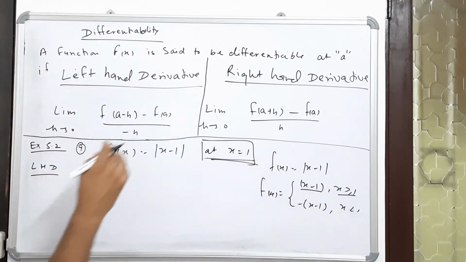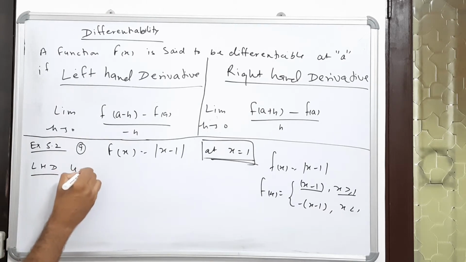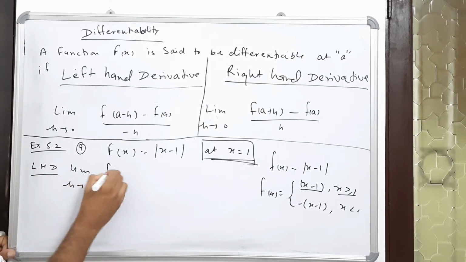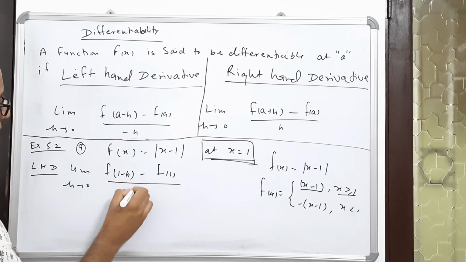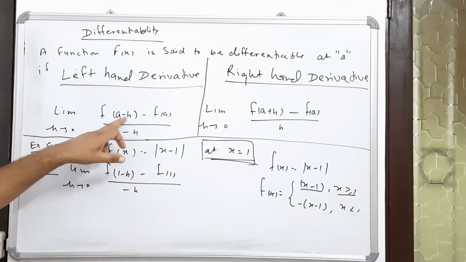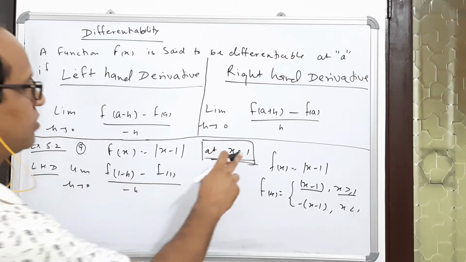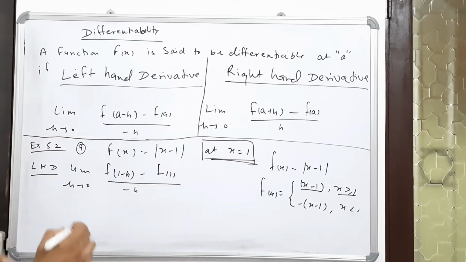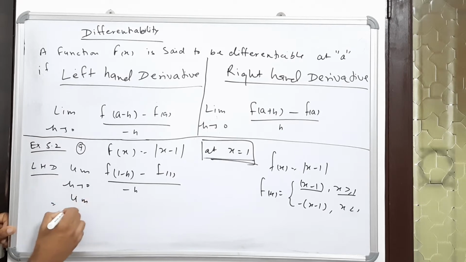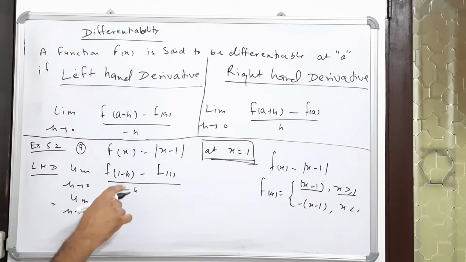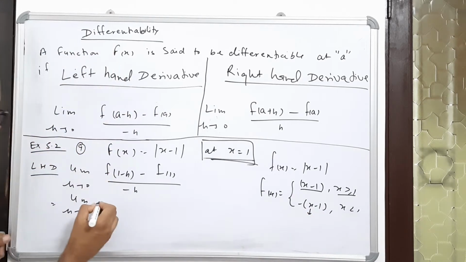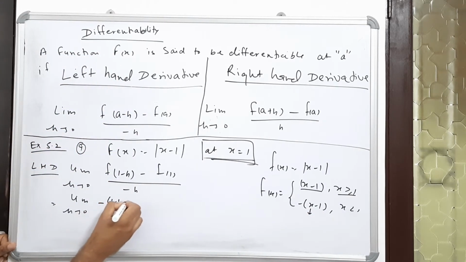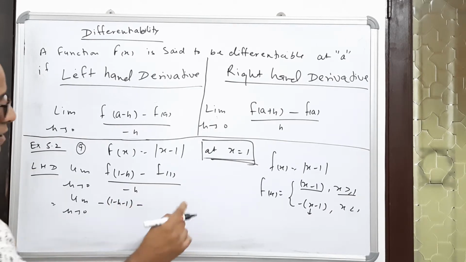Now I am starting with the left hand derivative. The left hand derivative is limit h tends to 0 of (f(1 minus h) minus f(1)) upon minus h. Please see this: a equals 1 here and a equals 1 here. Now if you calculate, it is limit h tends to 0, we put 1 minus h here, because 1 minus h is less than 1.